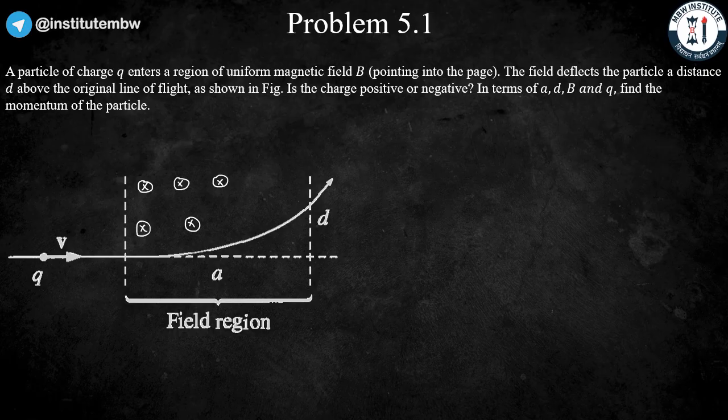Let us first assume the coordinate system. So this is our coordinate system, that is x cap, y cap and z cap. If we write the magnetic field in vector form, then B vector is equal to B times minus x cap, because it is pointing into the page. And if we write the velocity in vector form, then v is equal to v y cap. And the force is acting in the z direction, because the particle is deflecting in the z direction by a distance d.